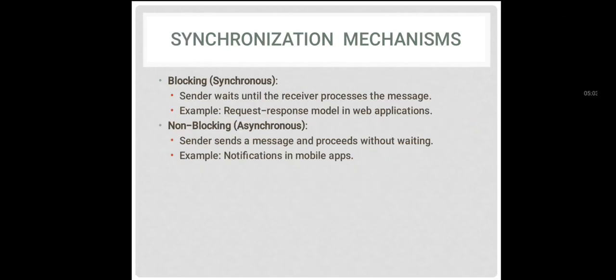And next is synchronization mechanisms. First one, blocking and non-blocking. Blocking is synchronous. The sender waits until the receiver processes the message. For example, the request-response model in web applications. In non-blocking, it is asynchronous. The sender sends a message and continues execution without waiting. For example, notifications in a mobile app.